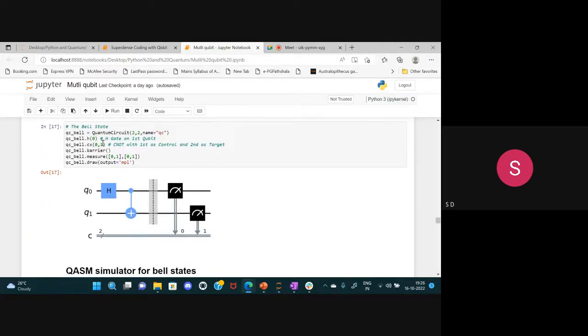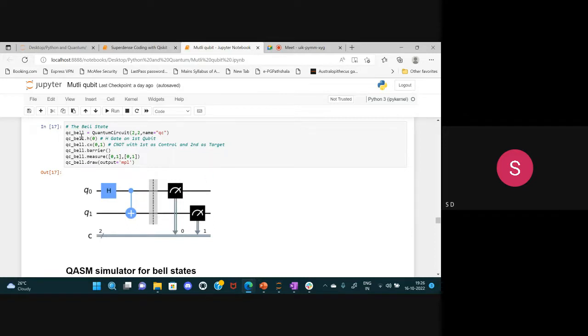Then the same code is copied, and we are using a barrier. That gives this vertical line. We have also explained what 0 comma 1 and 0 comma 1 mean: 0 goes into 0 and 1 goes into 1. You can also write output equal to mpl. This is one of the methods I have shown.